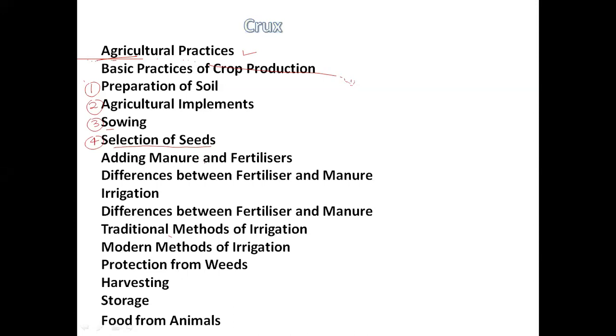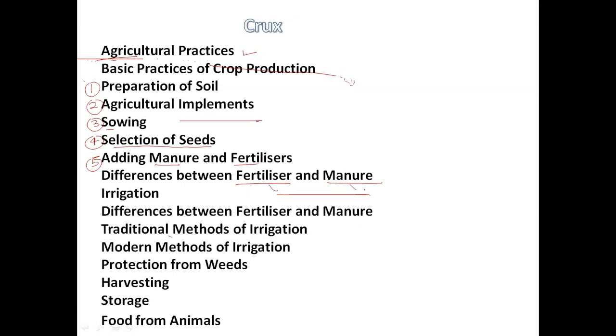And manure and fertilizers are also added. And we will also take a look at what the differences are between a fertilizer and manure. You know about fertilizer and manure, what their purpose is, right?